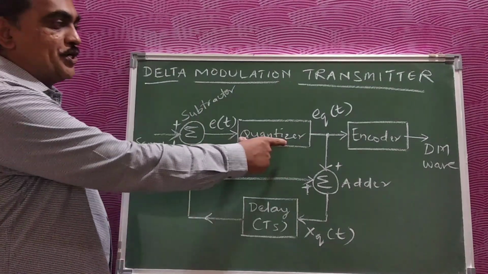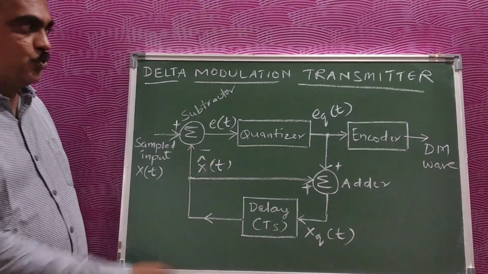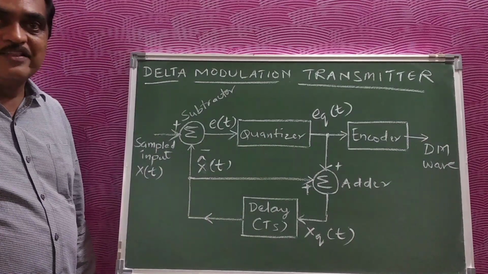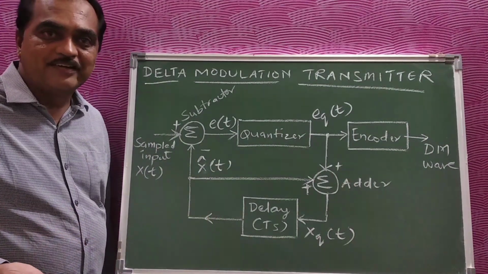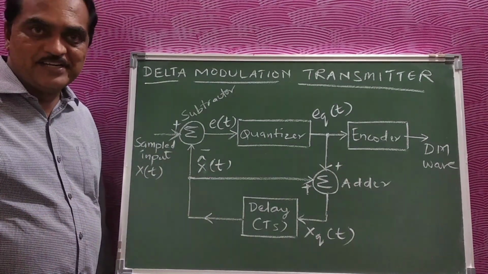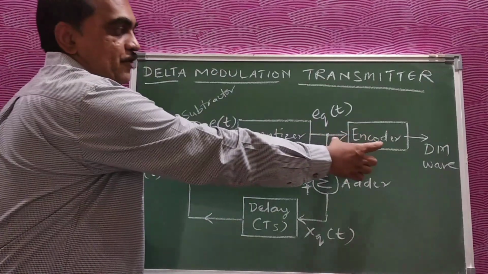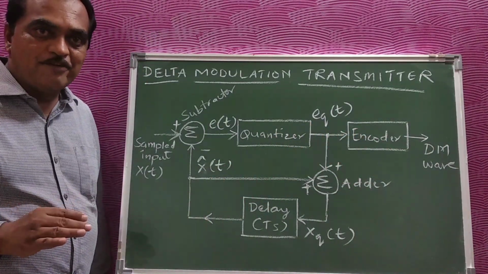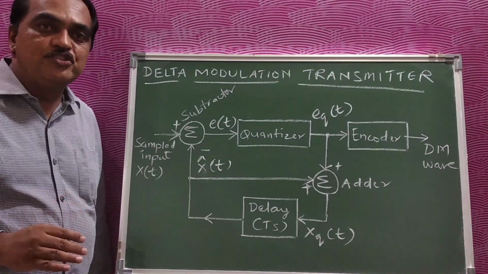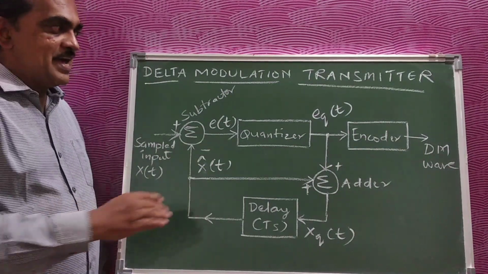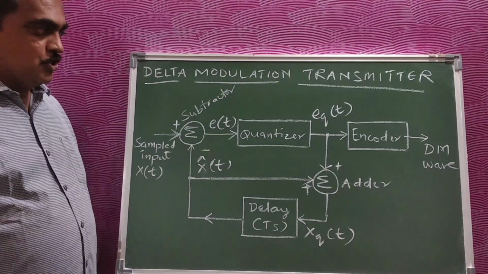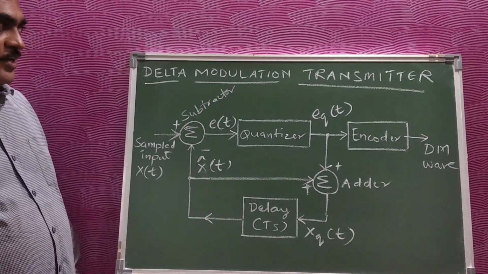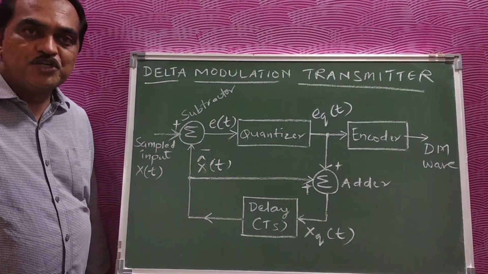That error is quantized and rounded off to eq(t). That means it will be either plus error or minus error, plus delta or minus delta. That plus delta or minus delta is encoded as logic 1 for plus delta and logic 0 for minus delta, and it is sent as a DM wave. So this is the diagram of your delta modulation transmitter.